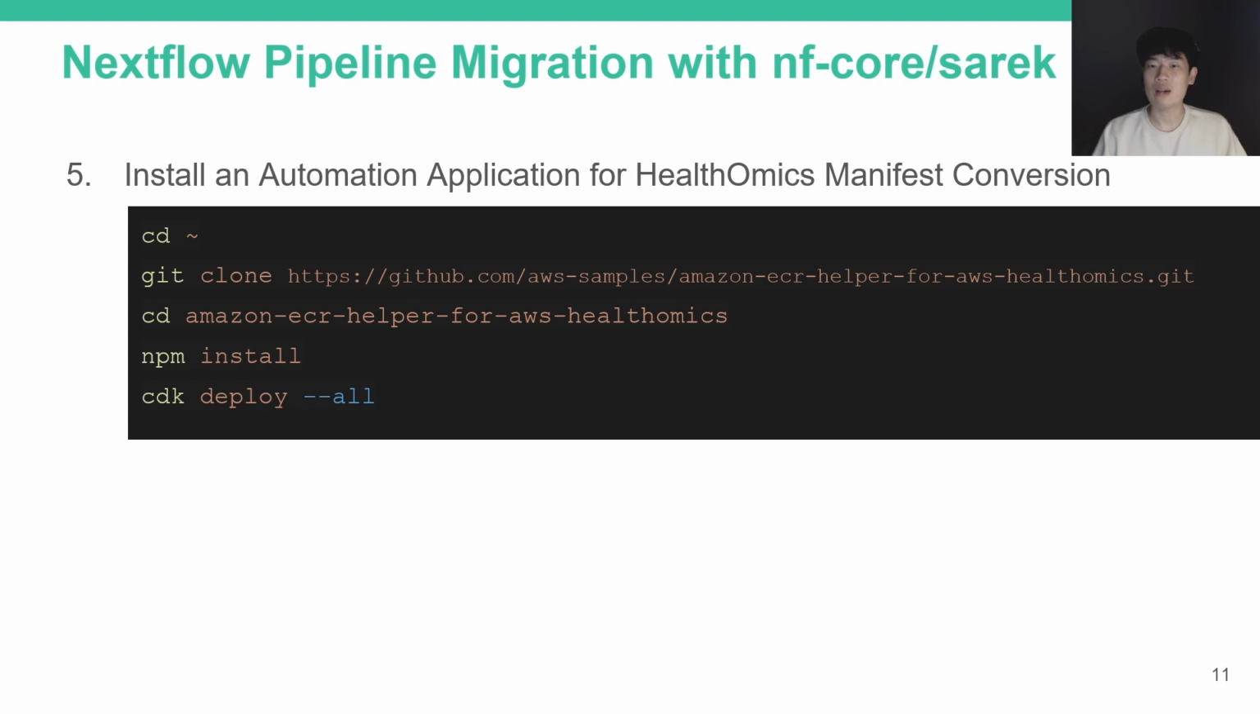So let's see how to actually prepare the manifest file for ECR. First, we are going to clone another Git repository from AWS. I'll put this Amazon ECR helper for AWS HealthOmics directory in the home directory. After that, we enter the directory and run the command npm install, and then use the command cdk deploy to install the tool.